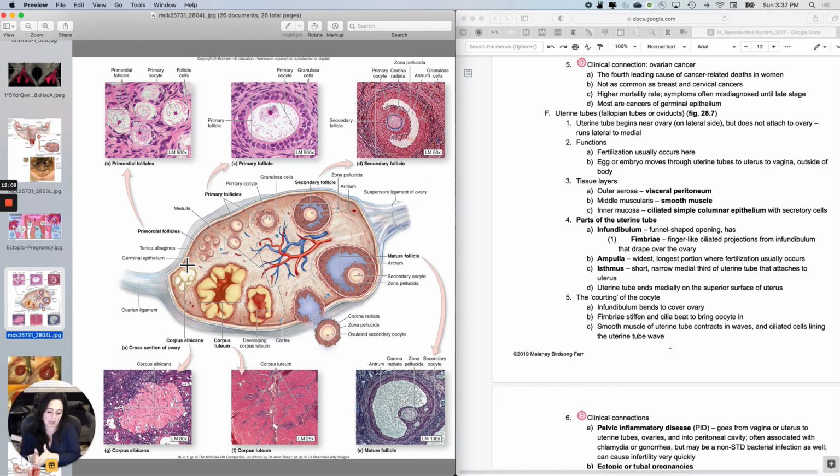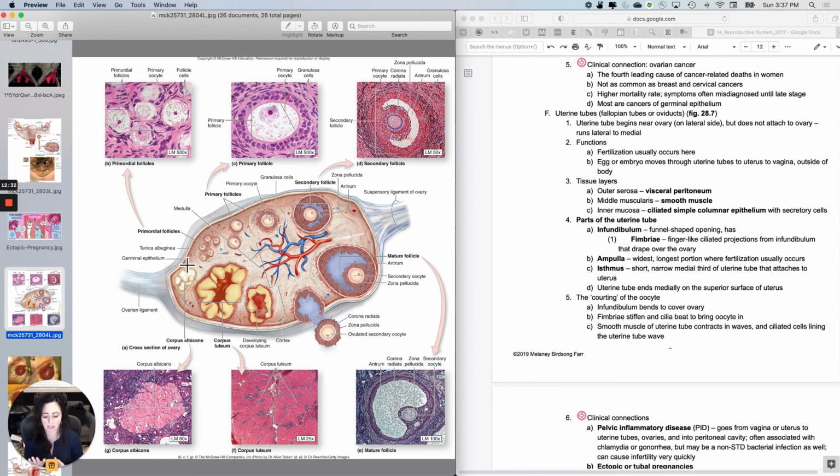Remember, the serous membrane is really shared with the whole abdominopelvic cavity, and because the symptoms are so variable and so easily attributed to other things, a lot of times it doesn't get diagnosed until much later than other cancers. So it's got a higher mortality rate because the symptoms are often misdiagnosed until a late stage.